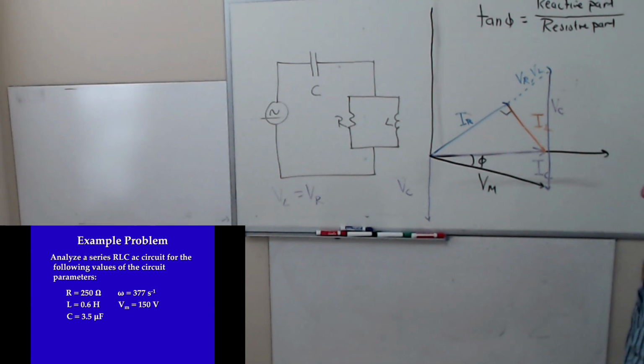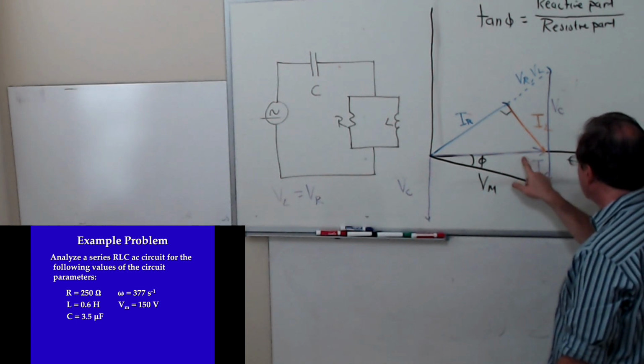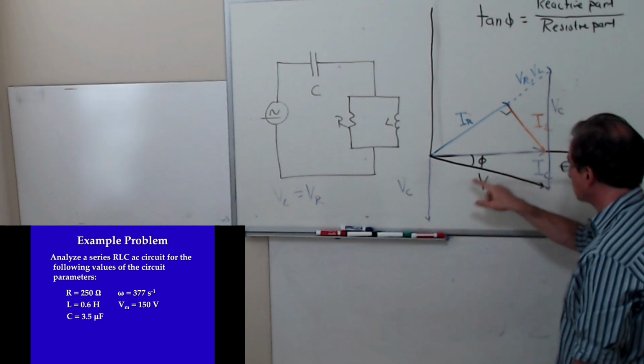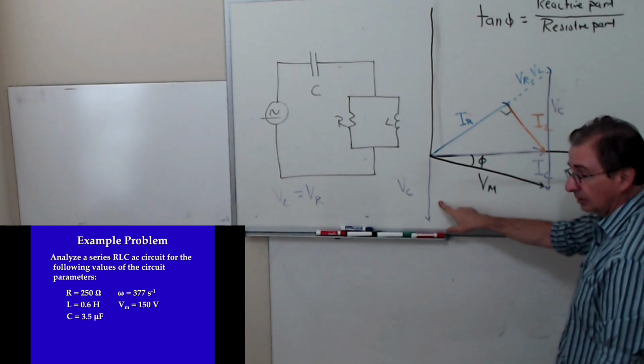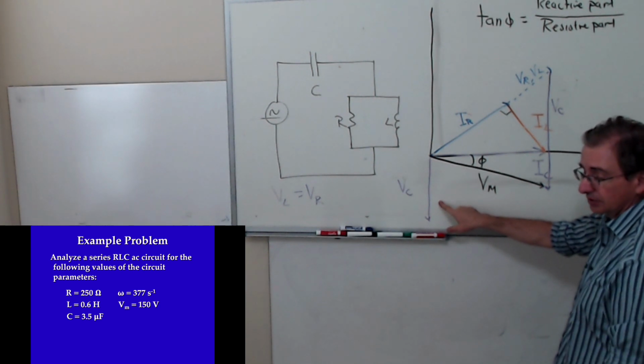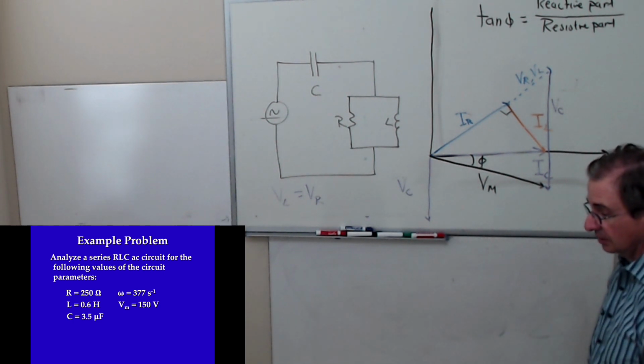Hey, Professor. Yeah. How did you determine that V sub C was down? Because there's a 90-degree phase shift between I sub C and V sub C. The voltage lags the current by 90 degrees. Okay. And then everything else can be based off of that.